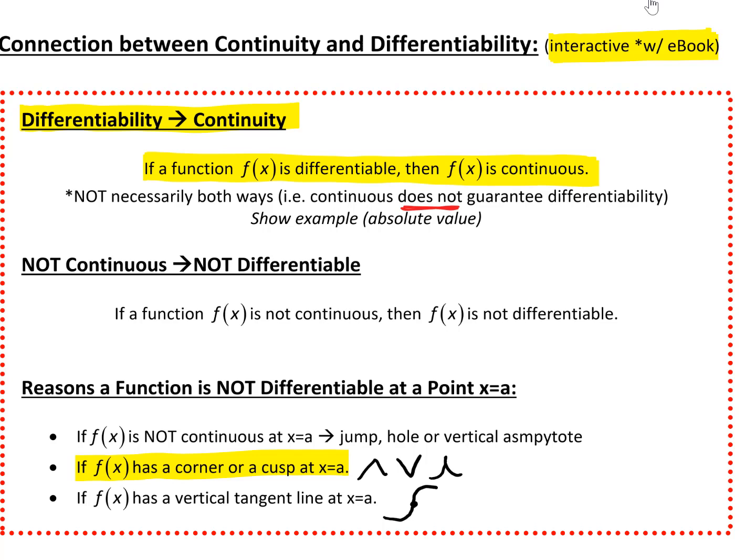And then of course, if f of x is not continuous, like if you have a jump or a hole or a vertical asymptote, those will also give us a function that's not differentiable at those points. So if it's not continuous, then it will not be differentiable. Okay, so those are our three possibilities. And let's go ahead and look at a couple graphs.